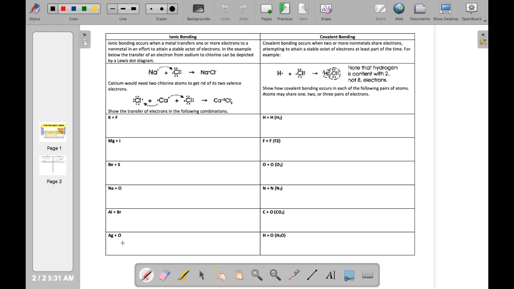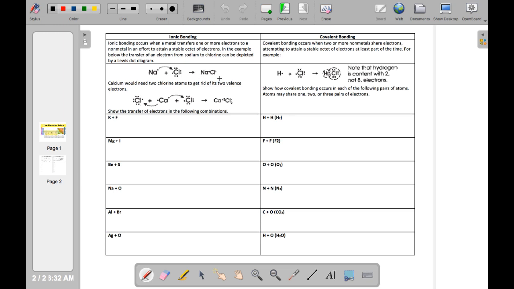So let's look at this real fast. Here we have sodium. It has one valence electron. Here is chlorine. It has 7. And we see that basically this one electron is transferred between sodium and chlorine, and then they form cations and anions.